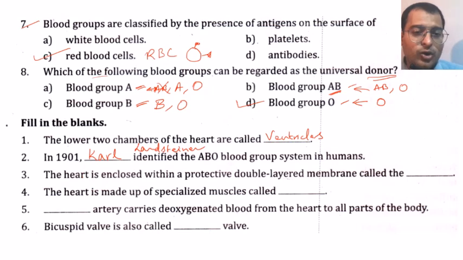The heart is enclosed within a protective double-layered membrane called the pericardium. The heart is made up of specialized muscles called cardiac muscles.